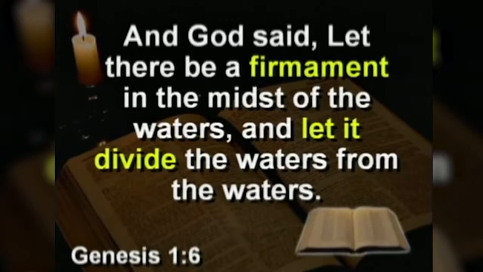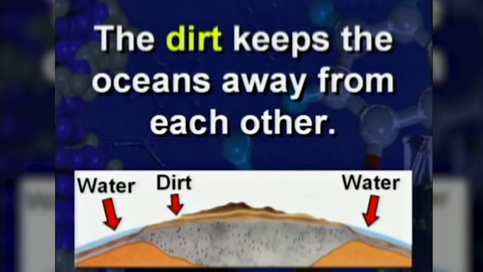Genesis chapter 1 says, let there be a firmament in the midst of the waters, and let it divide the waters from the waters. Well, what is a firmament? Some people say it must be the dirt, you know, because the dirt keeps the water away from the water. No, it's not the dirt.